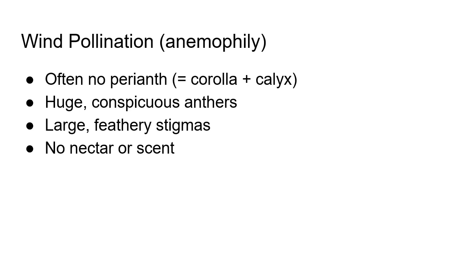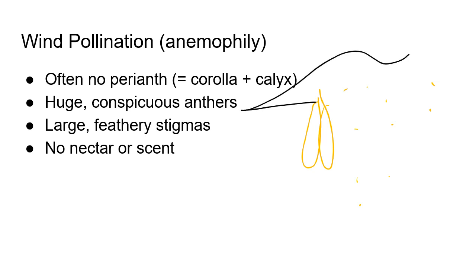So wind-pollinated flowers tend not to look much like flowers at all. Often there's no perianth, which you'll remember is the corolla and the calyx together. They tend to have huge conspicuous anthers, just sticking all the way out there, with lots of pollen just ready to be blown away. They tend to have large feathery stigmas, sticking out into the air with many branches to be able to net that pollen out of the air.